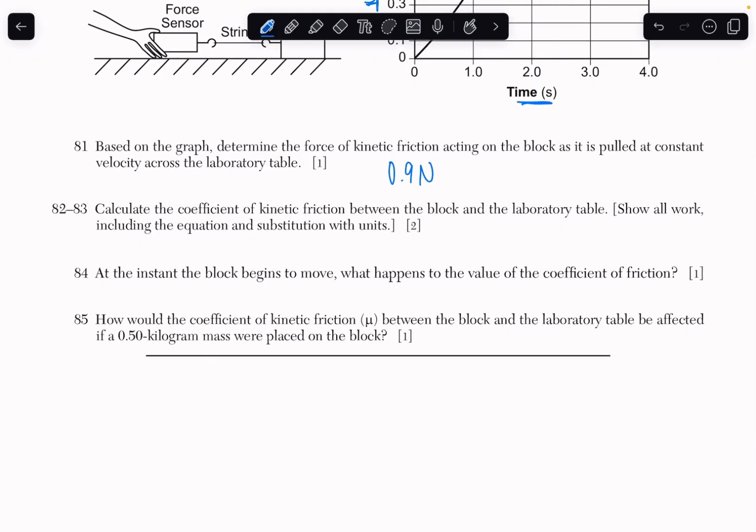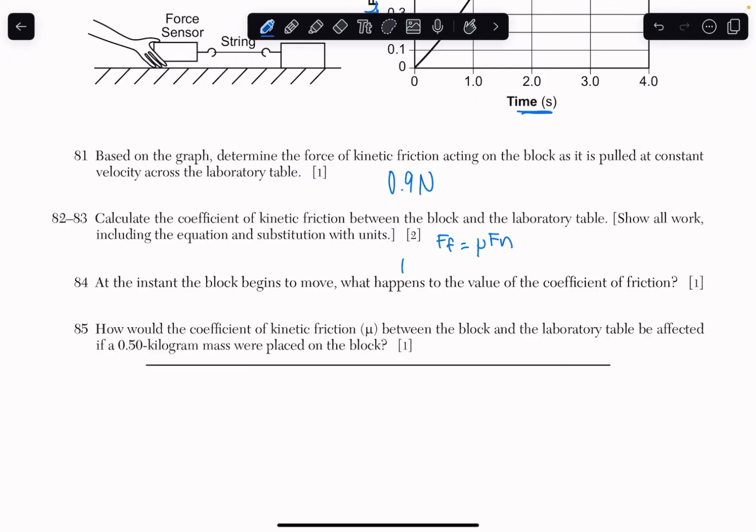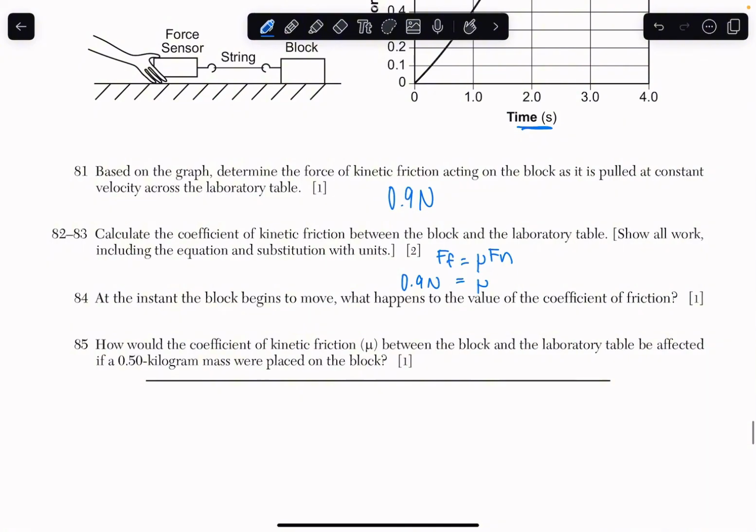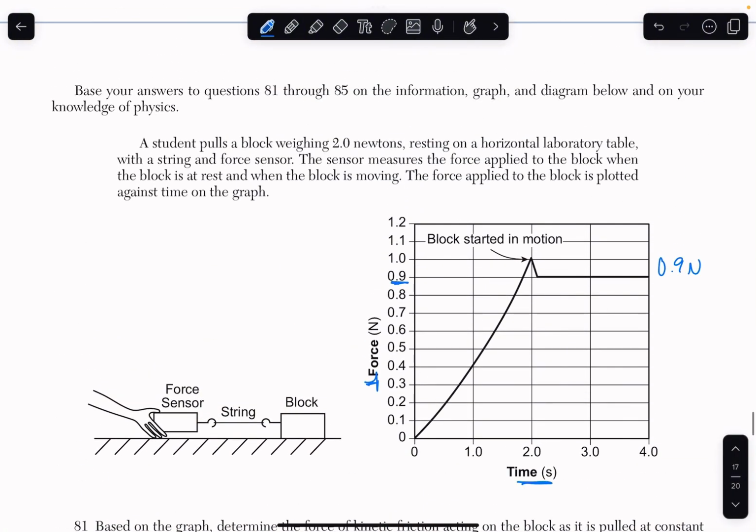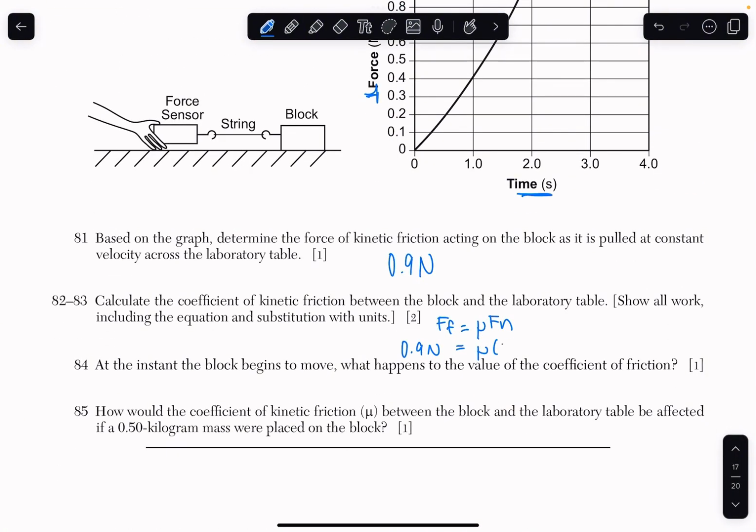82 to 83. Calculate the coefficient of kinetic friction between the block and the laboratory table. So for this, we're just going to use the F_f equals mu F_n formula. So F_f, we have that right there, 0.9 newtons is equal to mu F_n, and our F_n is right here, it's just 2 newtons. And after we finish calculating that, we're going to get a coefficient of friction, or mu, of 0.45.